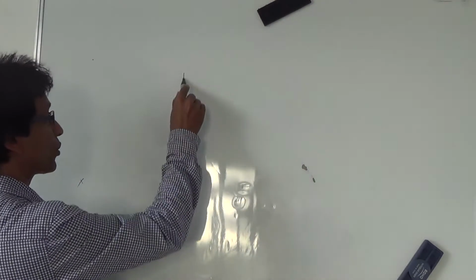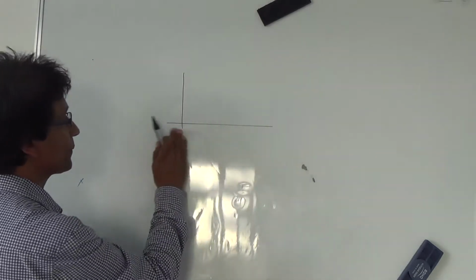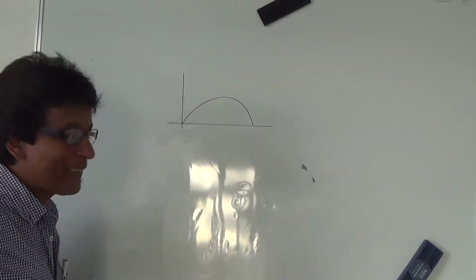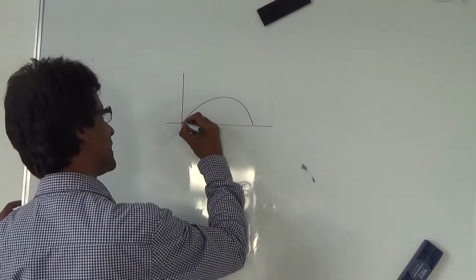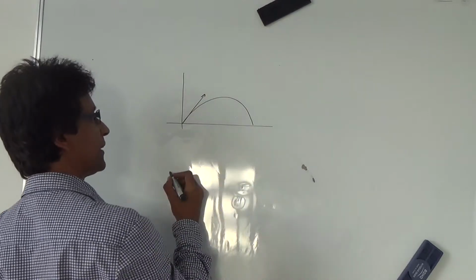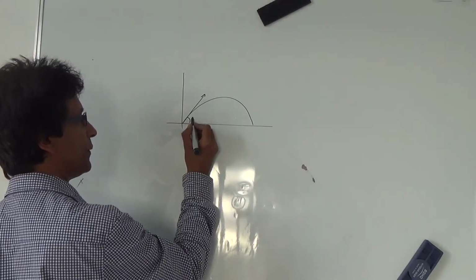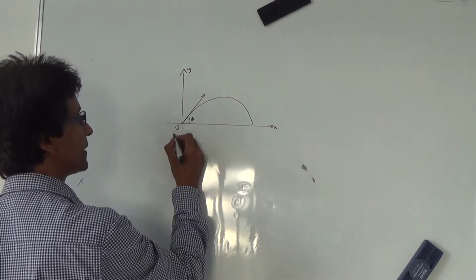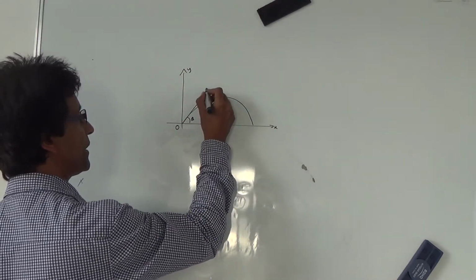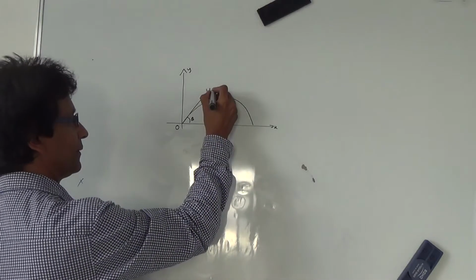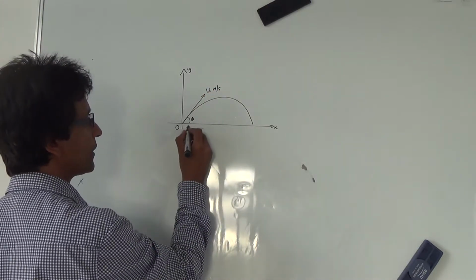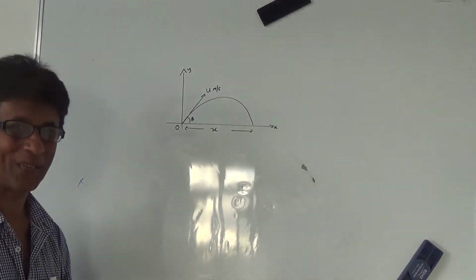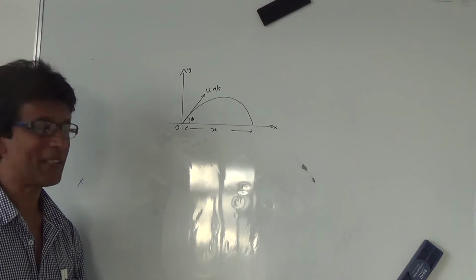Let's talk about projectiles today. We're going to draw a diagram like this. Let us say this is your trajectory, and you're projecting an object at a certain angle, let's say theta. This is your x direction, this is your y direction, and let's say the speed is u meters per second. I want to talk about the range today. What is this range? Let's say it's x meters. So how are we going to calculate x meters?